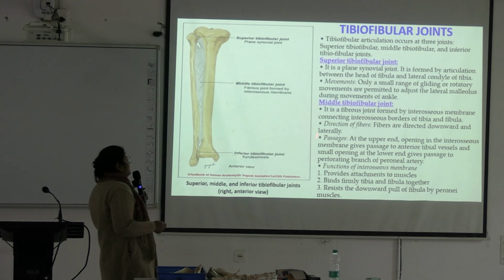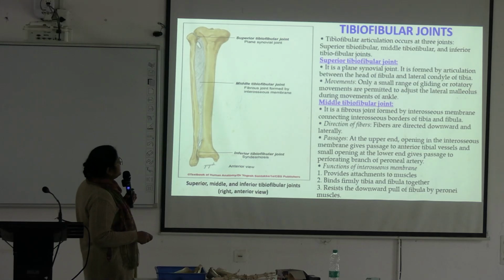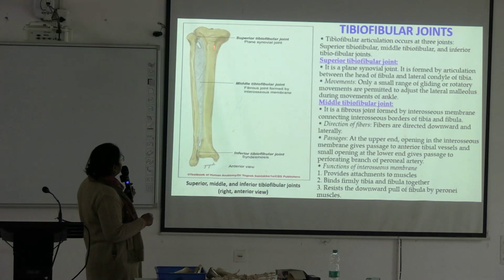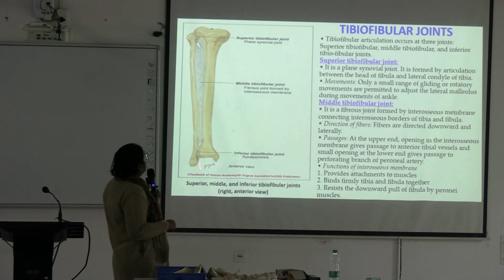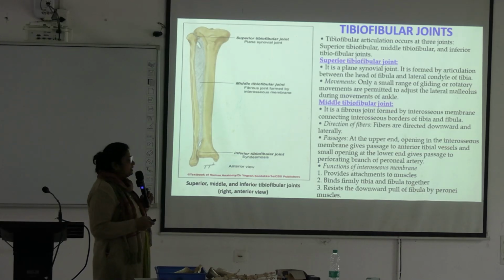What is the direction of fibers? Fibers are directed downward and laterally. Okay. Say here, this is the direction, downward and laterally. And passages: this membrane is not continuous. There is a passage in the upper part and the lower part.